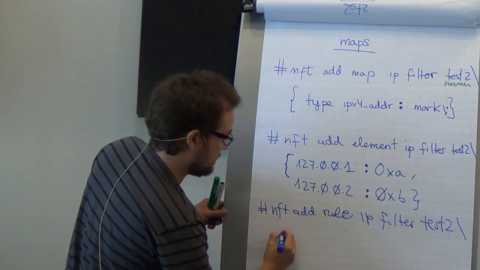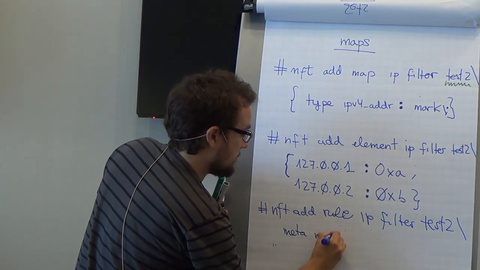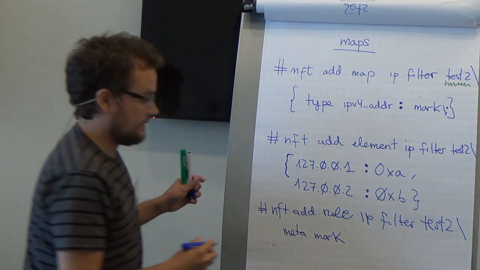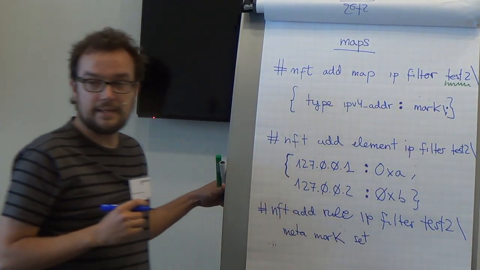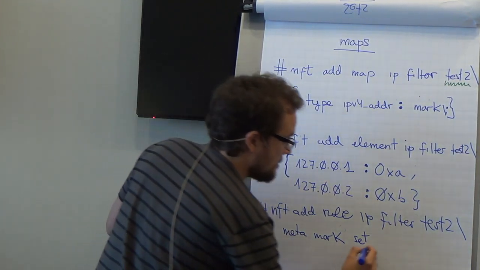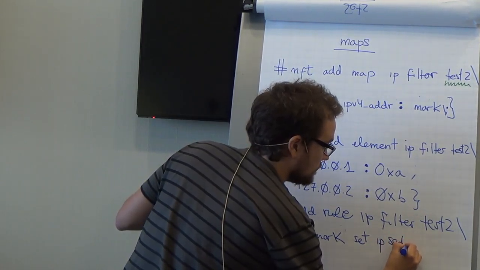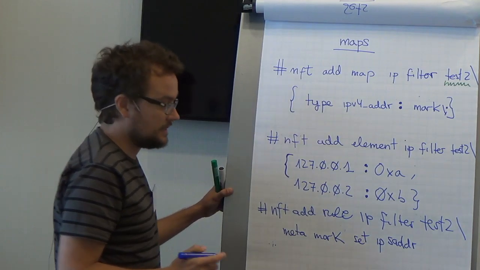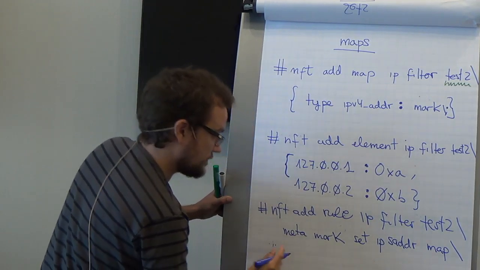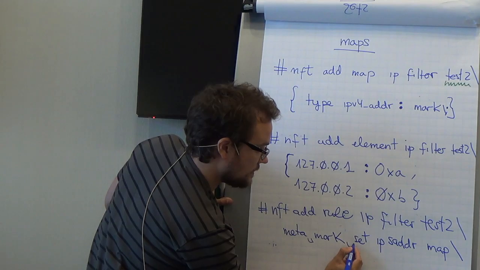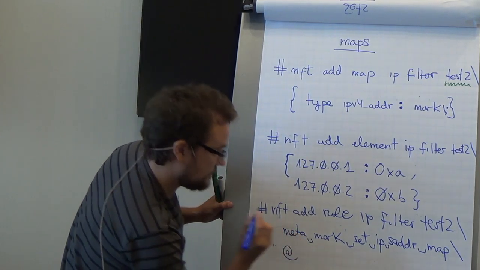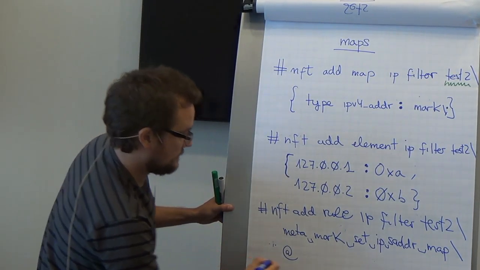So what we could do is meta mark set. This is the mark, and we are going to set it based on what we get from the map. So ip saddr, now map. Okay? Is there a space between ip and saddr? Right. Okay? And now we're going to refer to the corresponding set.